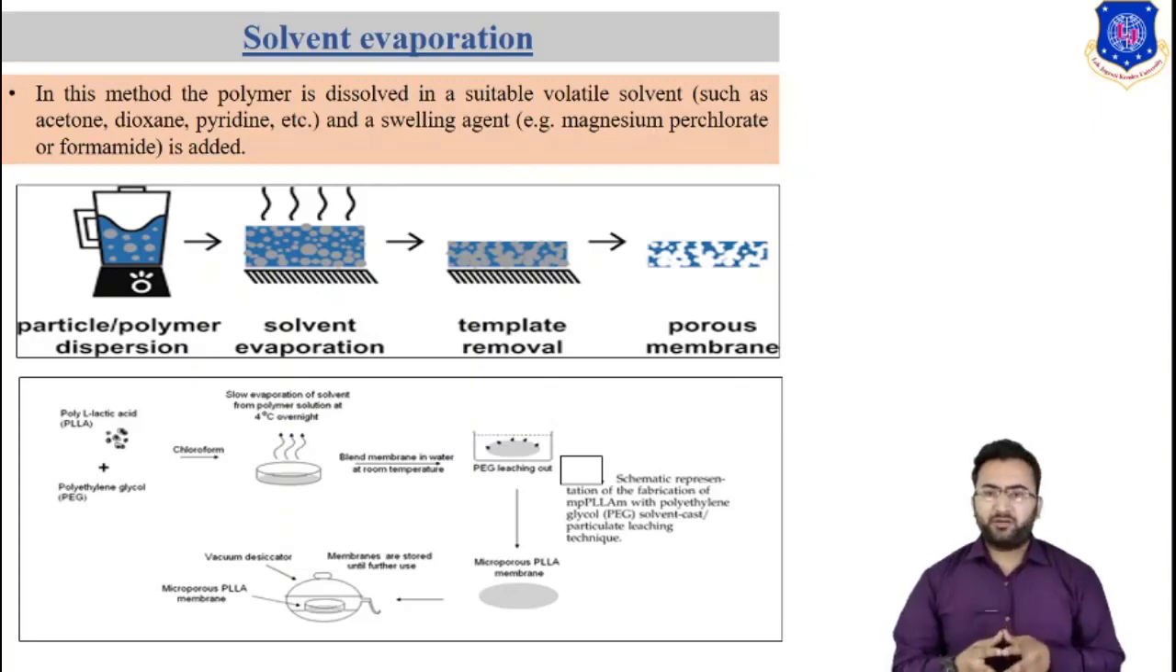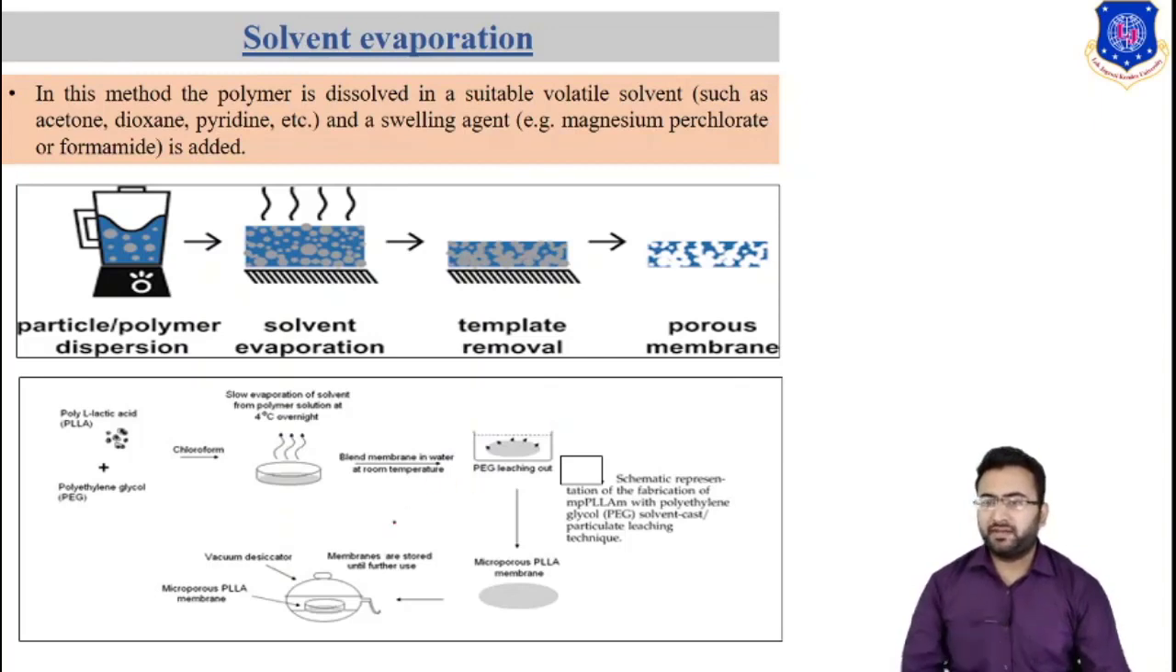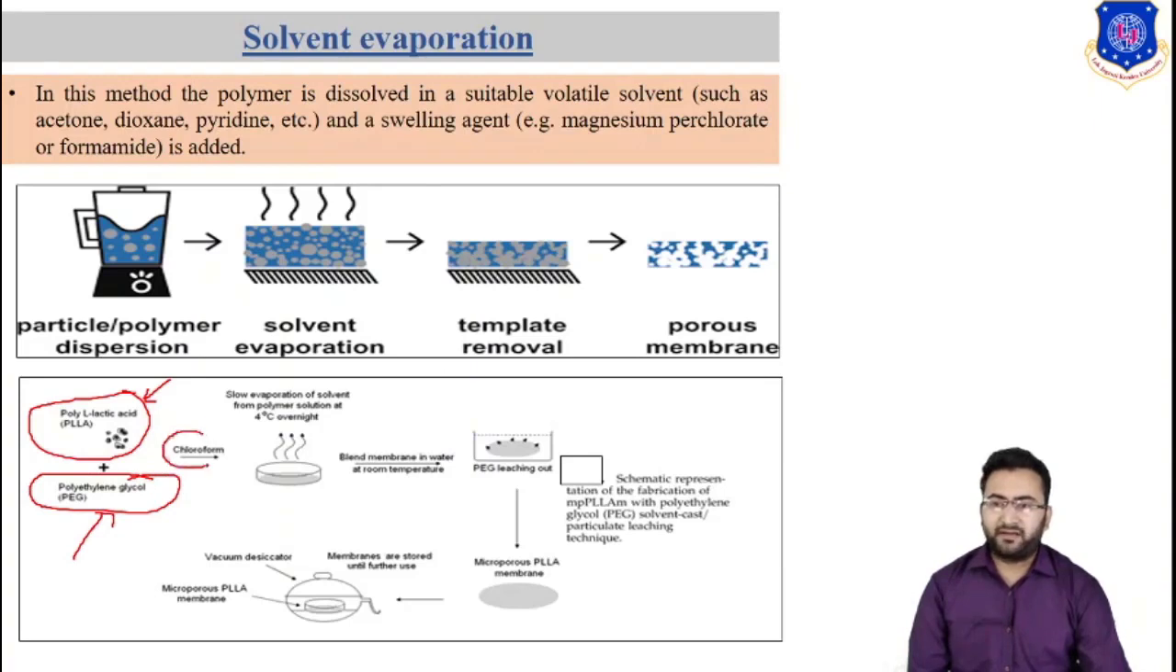Bisphenol polycarbonate could be used as a phase inversion membrane base polymer and presents very good properties. This method is used for the manufacturing of cellulose acetate, cellulose triacetate and polyamide membranes. Basically, in this method we are going to add polylactic acid as a solvent and polyethylene glycol as a swelling agent, using chloroform, making a mixture of these three components and evaporating it.